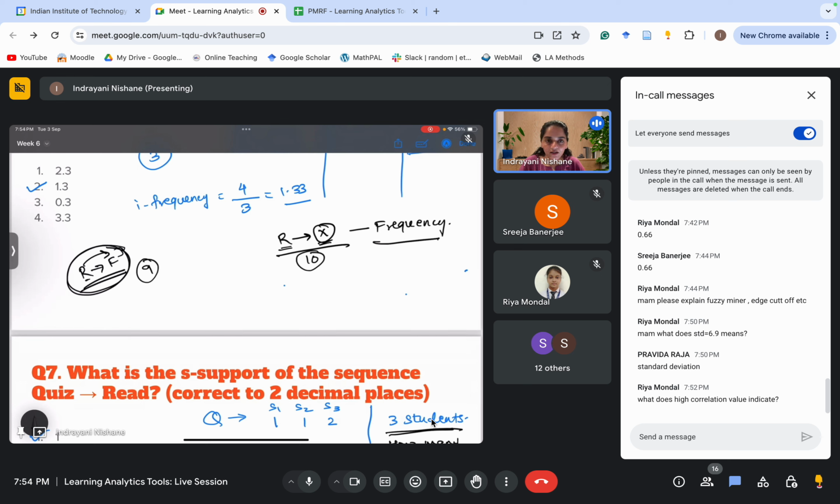Do you agree with me that read to any other node is occurring 10 times, and out of those 10 times, read is transitioning to forum 9 times out of those 10? So that means the probability of the next action after read being forum is what? 9 divided by 10, which is 0.9. That means read and forum have a very high correlation value. Yeah, is it clear, Ria, now?